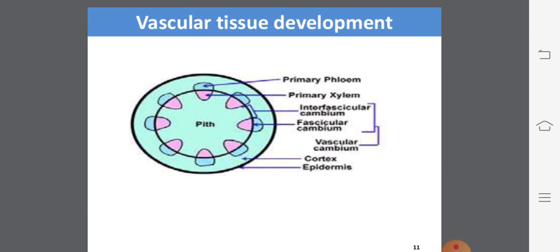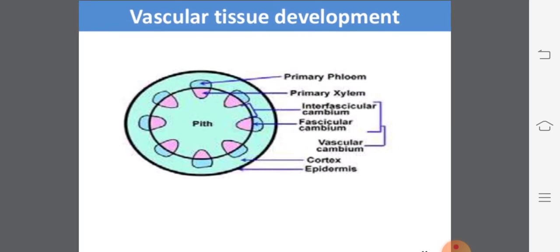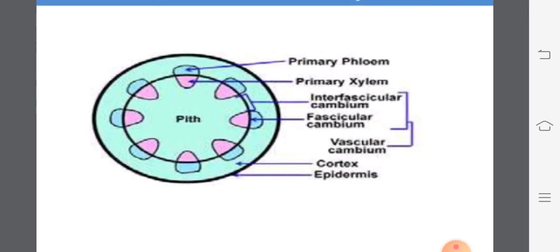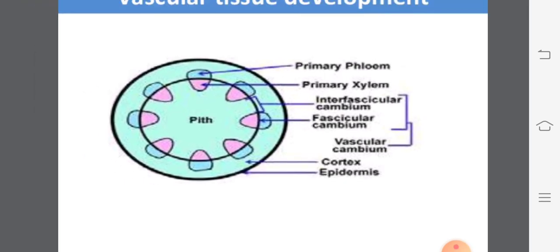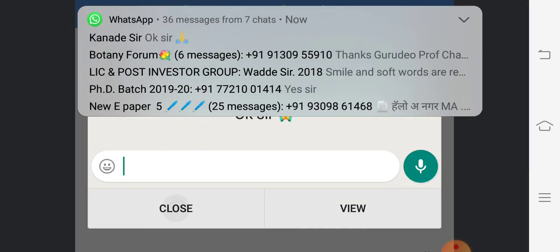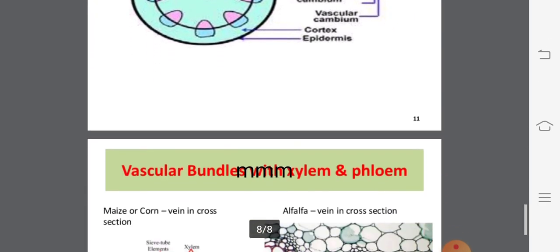Then the pink color is the xylem. Xylem is always inside the cambium, and phloem is on the outer side. So primary xylem, primary phloem. In the young stem, this condition is generally seen. So you may remember this diagram for the primary structure. Then the epidermis, and inside it the cortex. This is the standard structure, and it may change in some members, right?